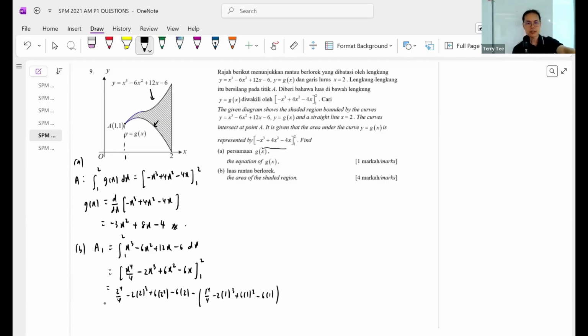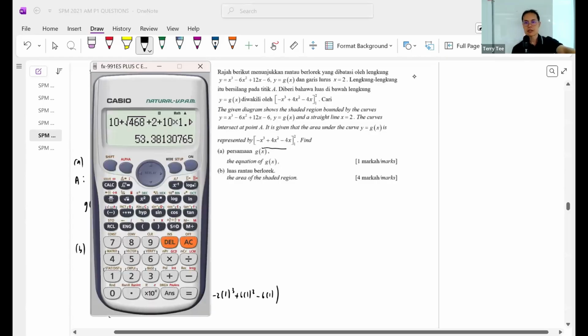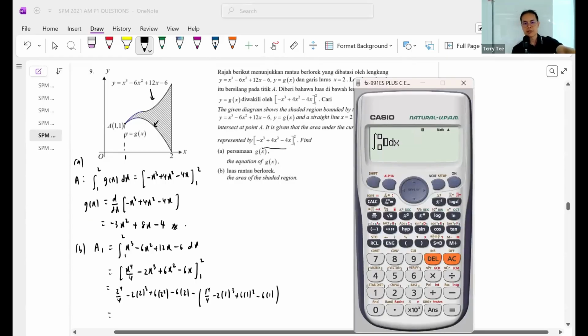Okay, so all this, if you want to cut short, you can just use your calculator here. Just integrate the original function, x power 3 minus 6x power 2 plus 12x minus 6. Yeah, calculator will give you the answer. Oops, wait, I forgot to put in the limit. 1 to 2. There you go. 7 over 4. This part is 7 over 4.